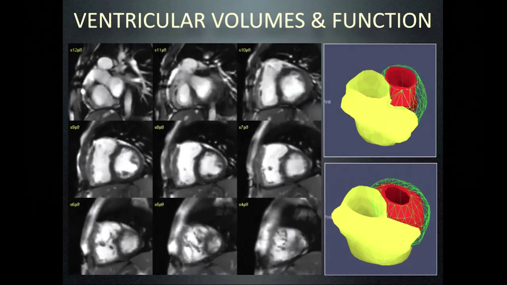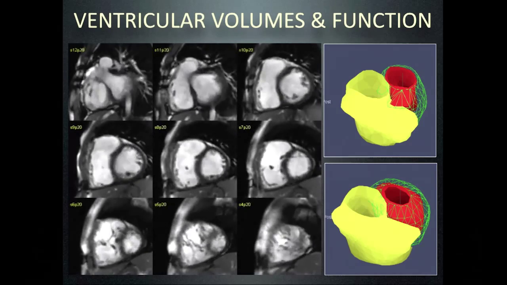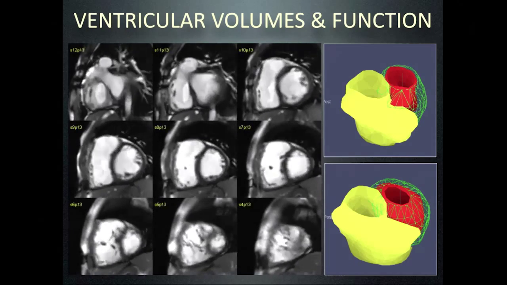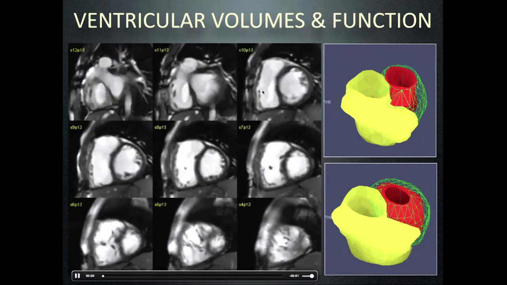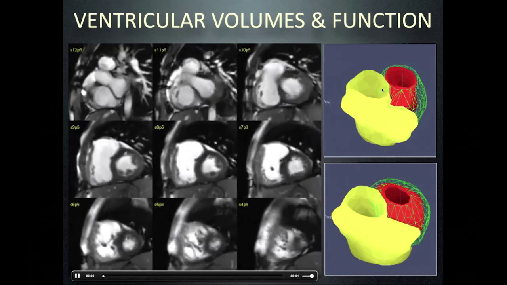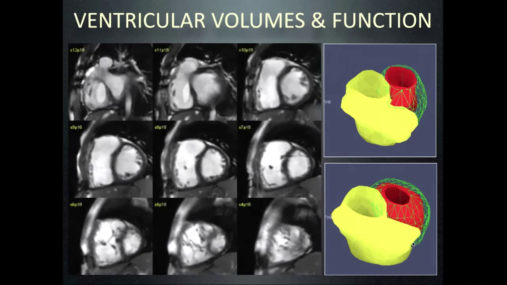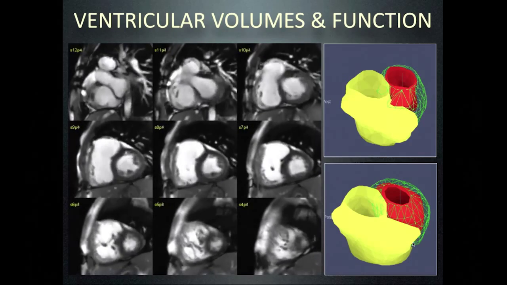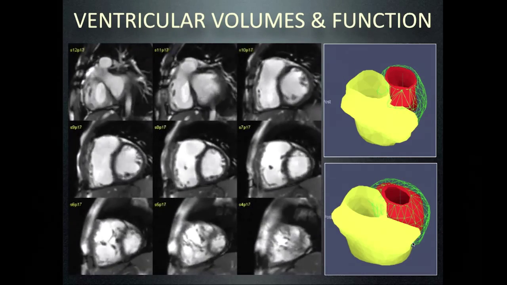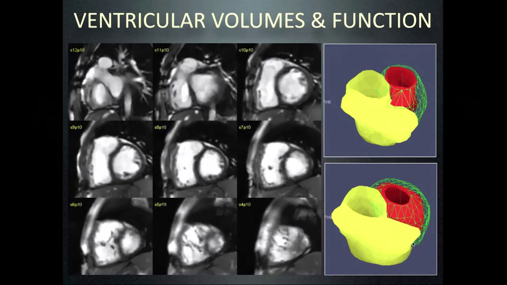Moving on to the ventricular volumes and function. Because pulmonary regurgitation gives right ventricular volume overload, the volume measurement is important. We usually use the short axis plane to measure the end systolic and end diastolic volume, and then we give the end diastolic volume, end systolic volume, and ejection fraction, and if required, myocardial mass.